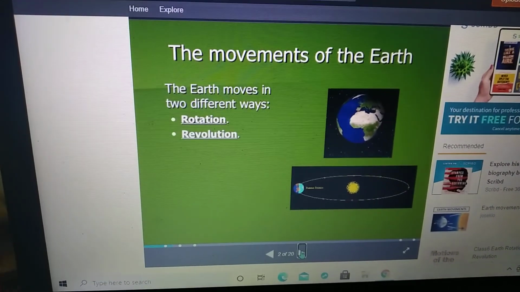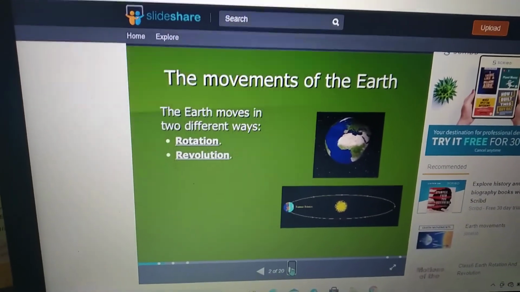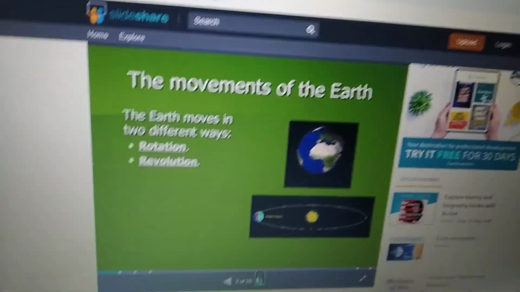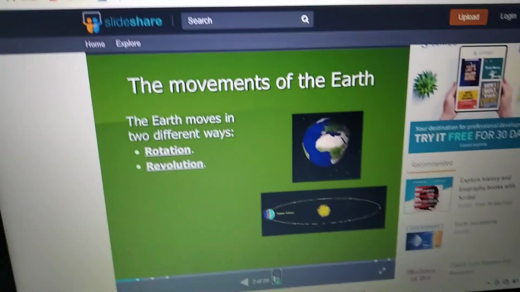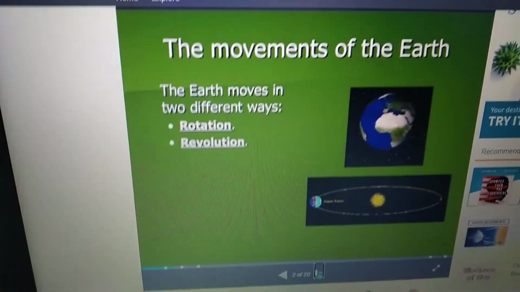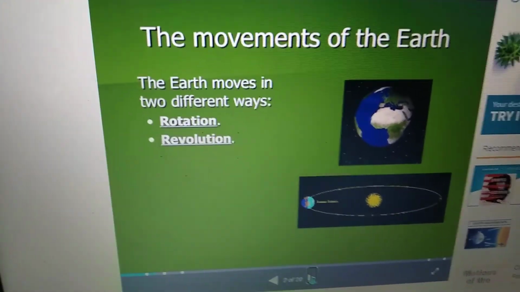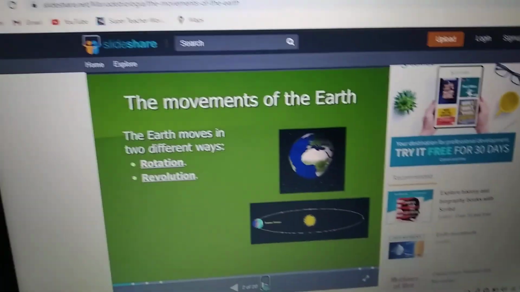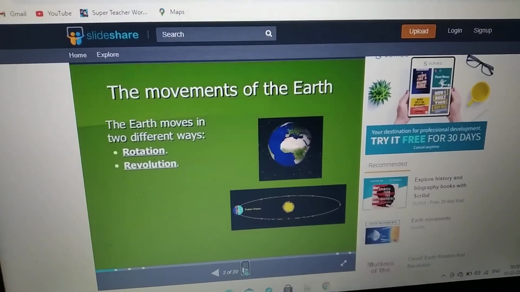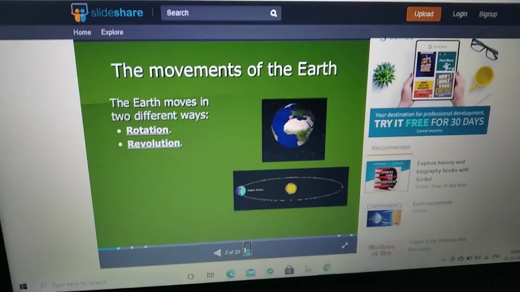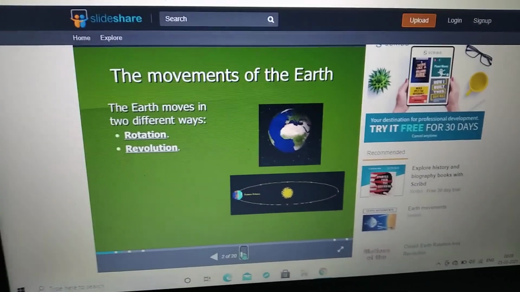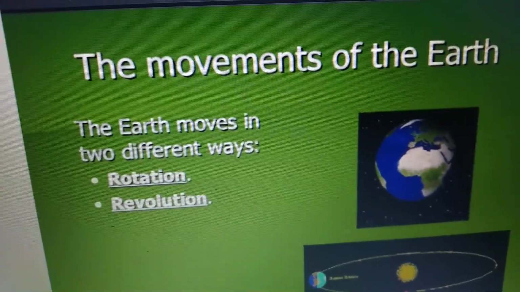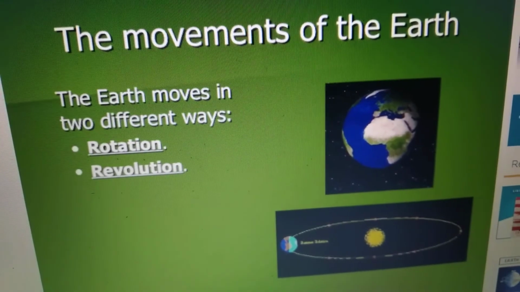So see here children, today we are going to see the movements of the Earth. So what are the movements of the Earth? You know already. So the Earth is moving all the time. We do not feel this movement of the Earth, but the Earth will be moving all the time. So Earth has two movements. What are they? Rotation, revolution. The Earth moves in two different ways: rotation, revolution.